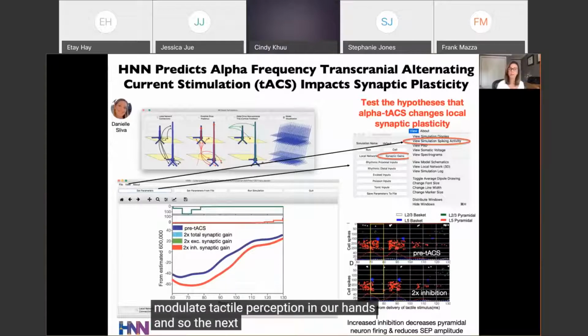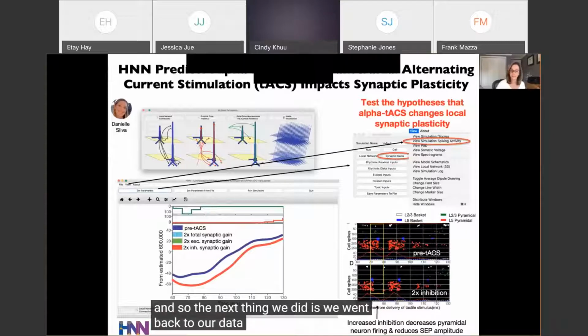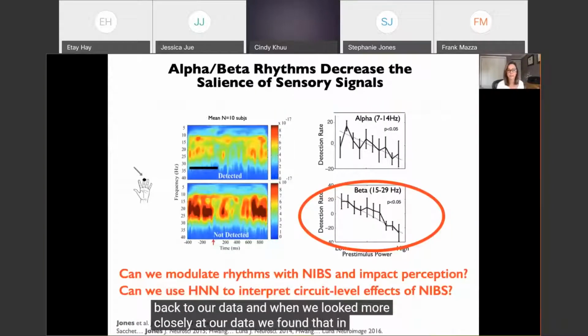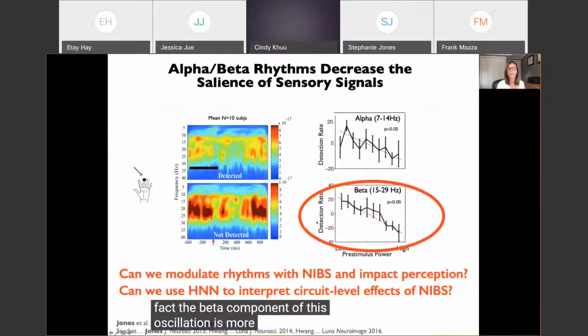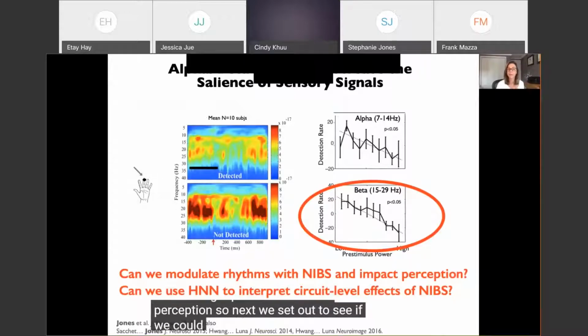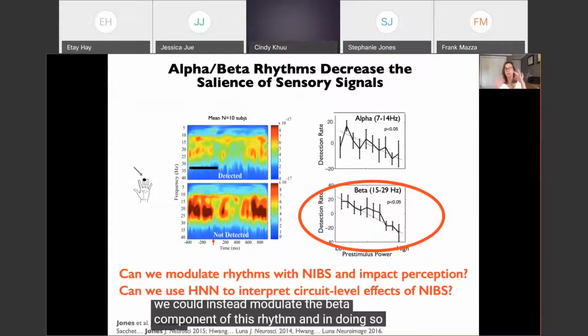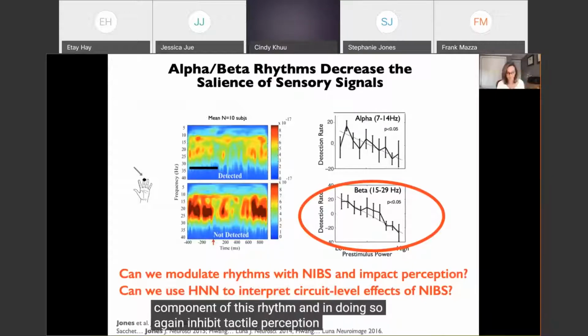And so the next thing we did is we went back to our data. And when we looked more closely at our data, we found that, in fact, the beta component of this oscillation is more prominent in somatosensory cortex. And in our hands, it's a stronger predictor of tactile perception. So next, we set out to see if we could instead modulate the beta component of this rhythm, and in doing so, again, inhibit tactile perception.